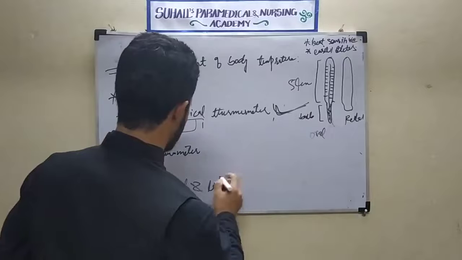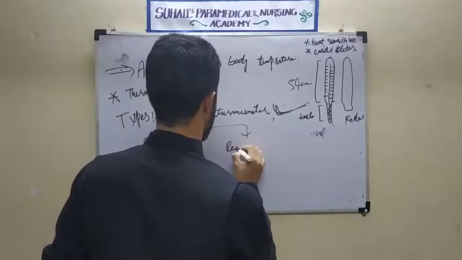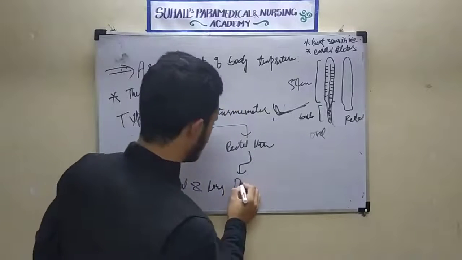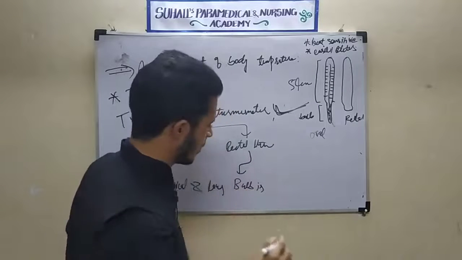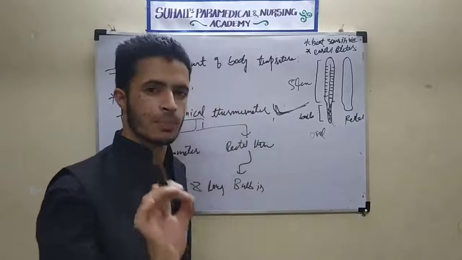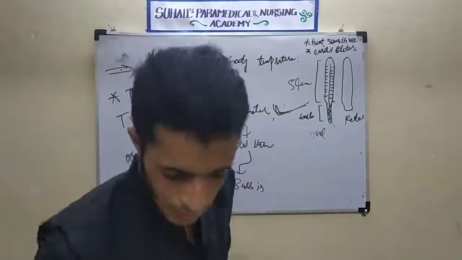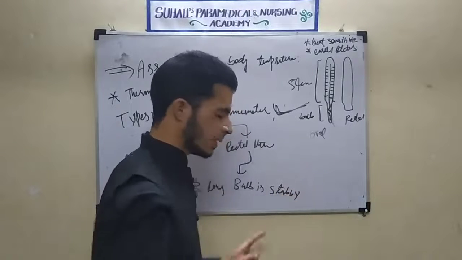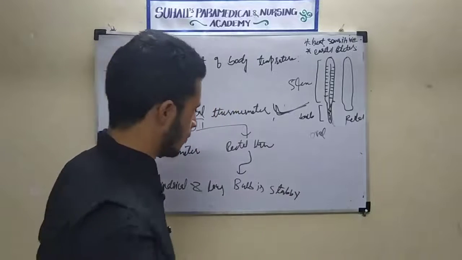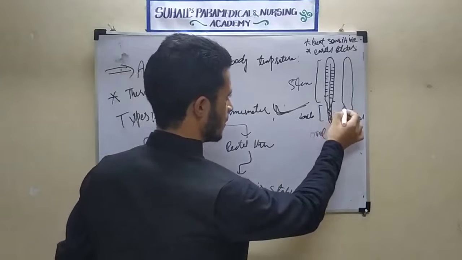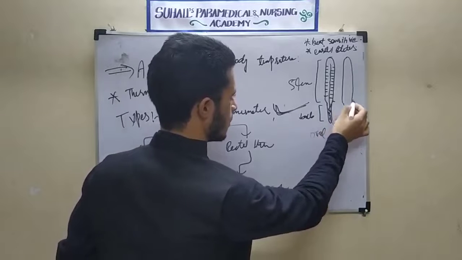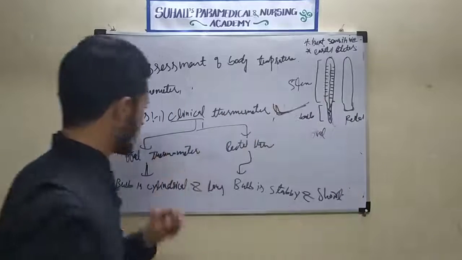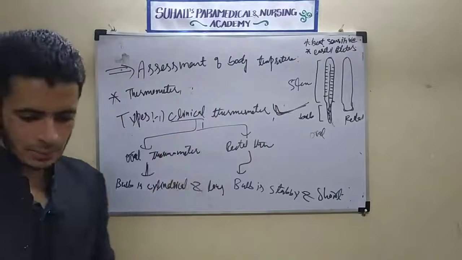Okay. And in the case of the rectal thermometer, remember the bulb is like a blunt shape. We can write here, blunt, another word is stub. It is stubby. The bulb is stubby or blunt shaped, like this here. And it is short also. You see here, it is short also. These are the two thermometers. These are the types of clinical thermometers.